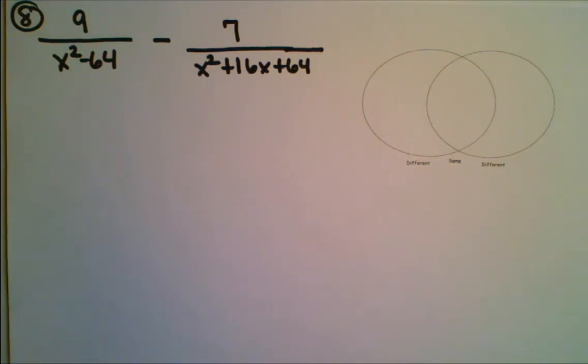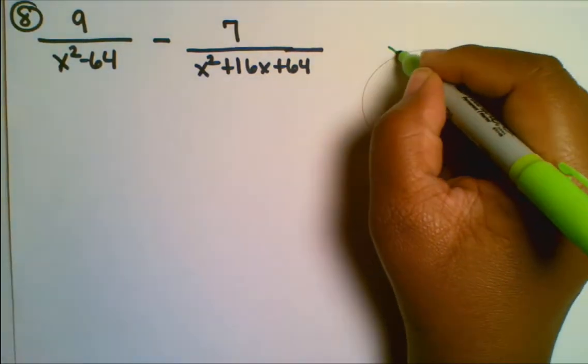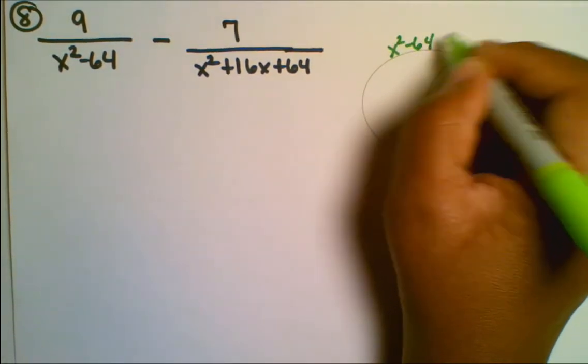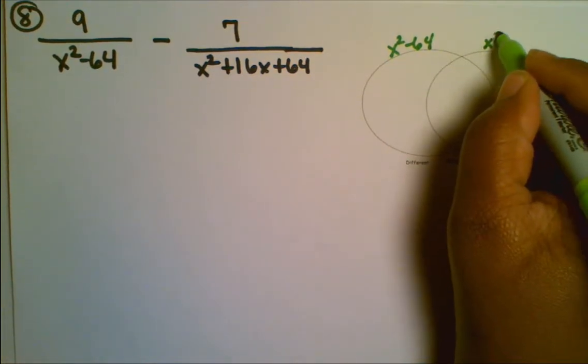Number 8, we have 9 over x squared minus 64 minus 7 all over x squared plus 16x plus 64. All right, so we want to come up with the common denominator, LCD, least common denominator. But before we do that, we need to first factor the denominators. Before we do that as well, let's go ahead and write out what should go into the Venn diagram.